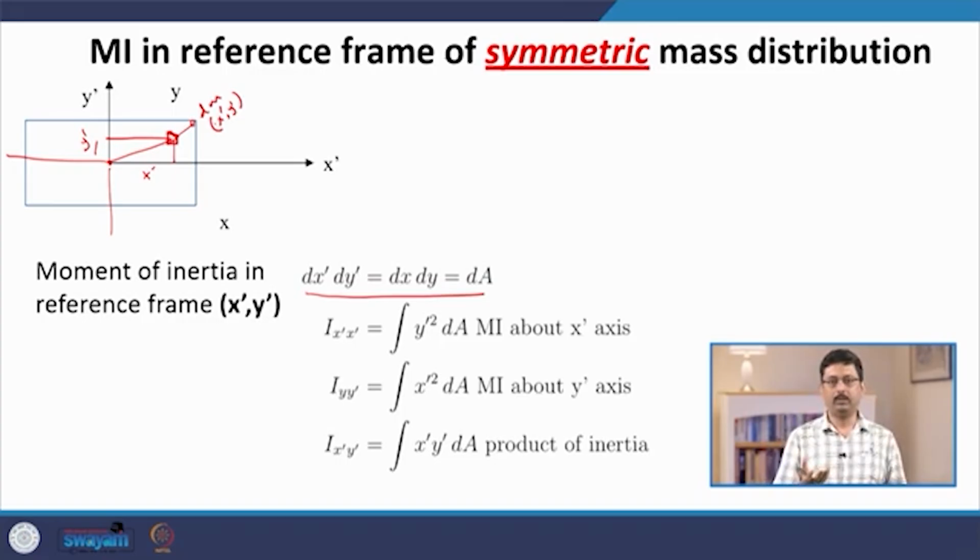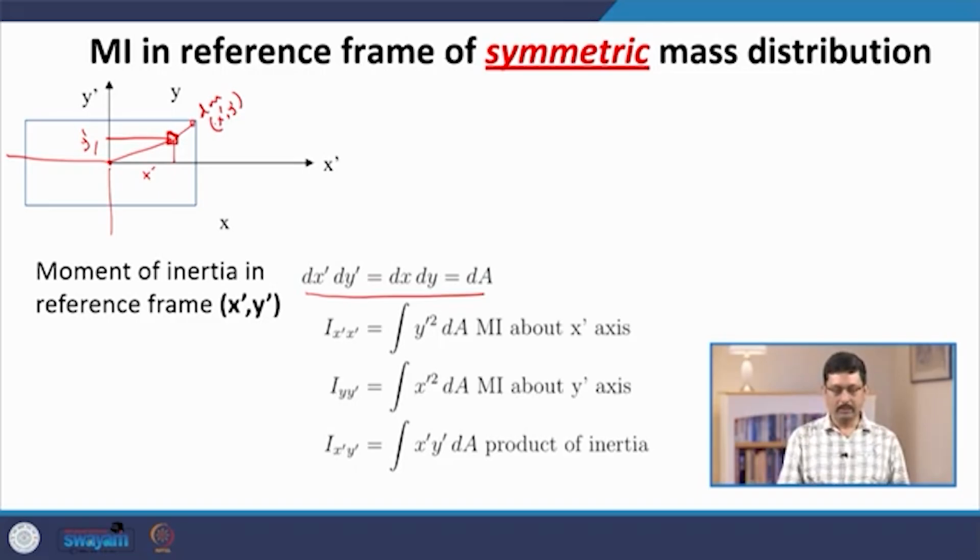This is a property of the coordinate transformation, that the area will remain the same. So, I am going to assume this result. Those of you who are interested, you will encounter it: you have to calculate something called the Jacobian of this coordinate transformation, and you can easily show that the Jacobian is 1, so that the area will remain the same.